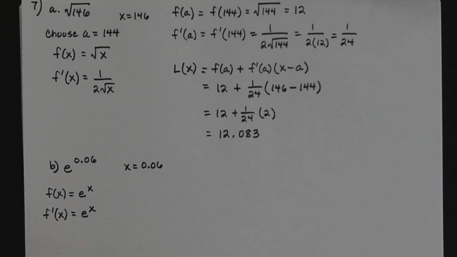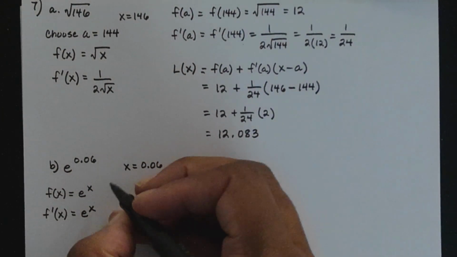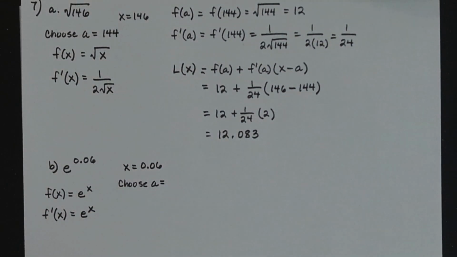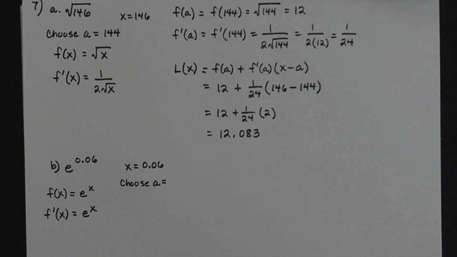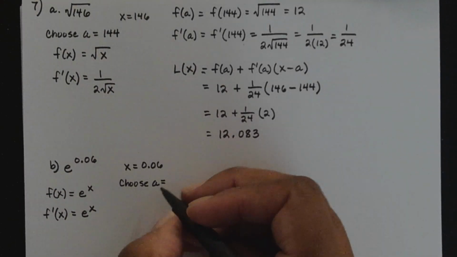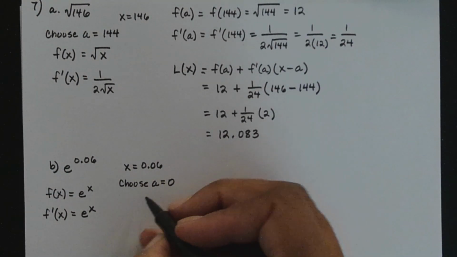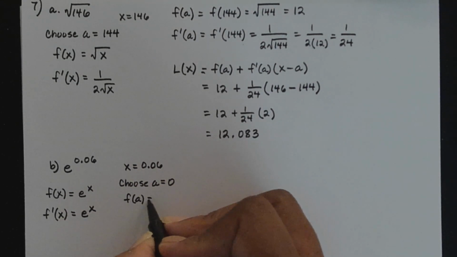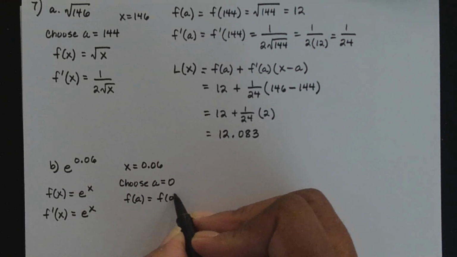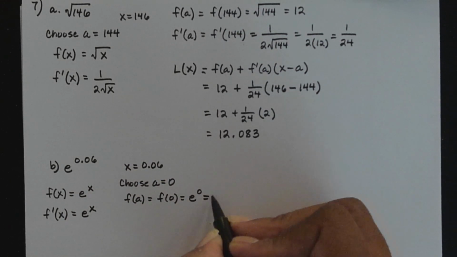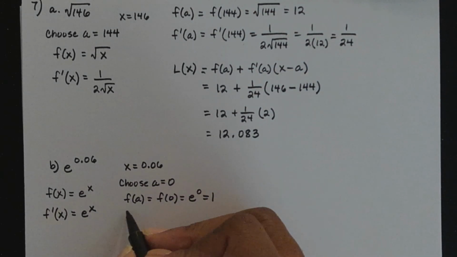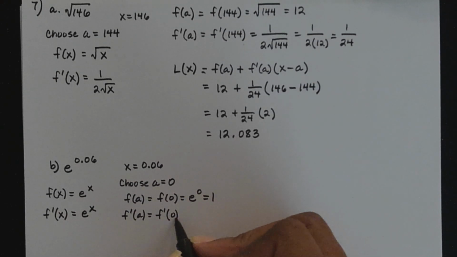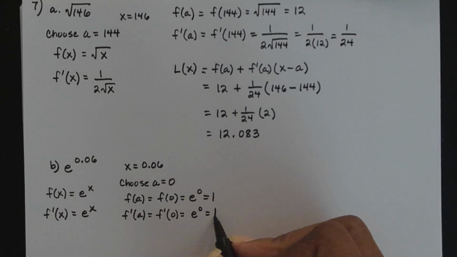Okay. So now, we need to choose a to be some number for which we can easily find out what e to the x is. E to the 0. So if I let a be 0, then f of a, or f of 0, that's e to the 0, which is 1. And the same holds true for f prime of a, which is f prime of 0. And again, e to the 0 is 1.